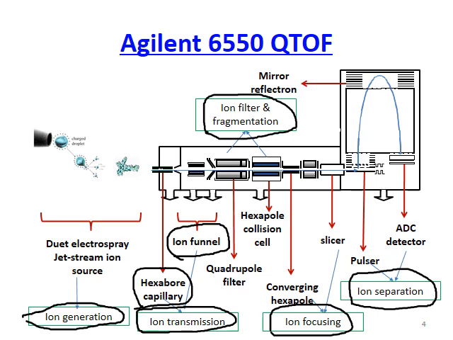After the first quadrupole filter, we are going to see hexapole collision cell. As the name suggests, inside this collision cell, ions will be further fragmented. You have to understand, inside this collision cell, a very high purity nitrogen gas will be pumped into this cell, and the high purity nitrogen are going to collide with the ions to cause the further fragmentation of the ions.